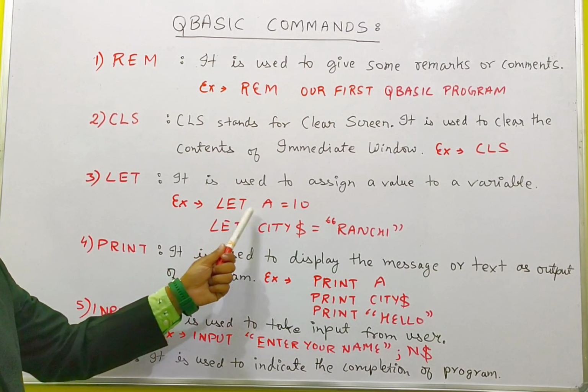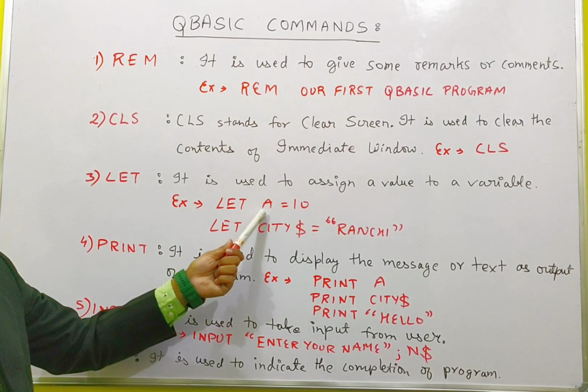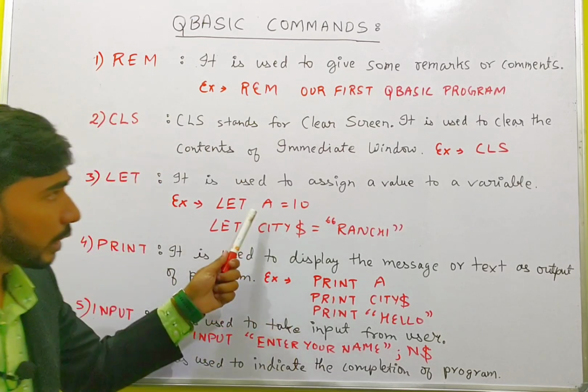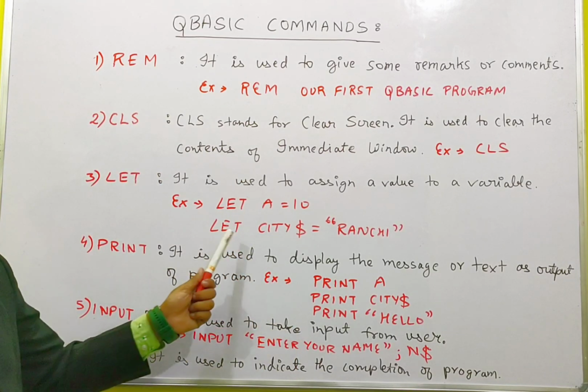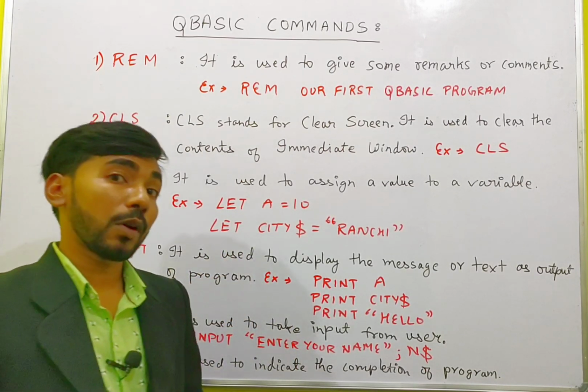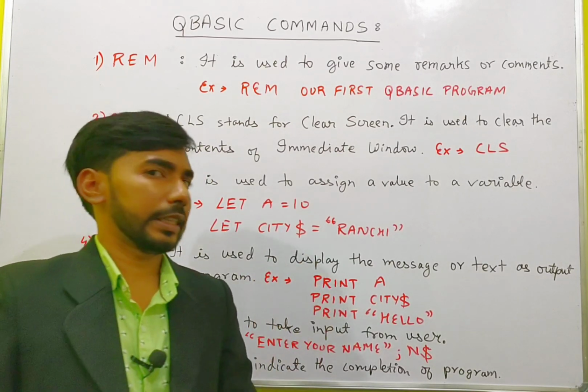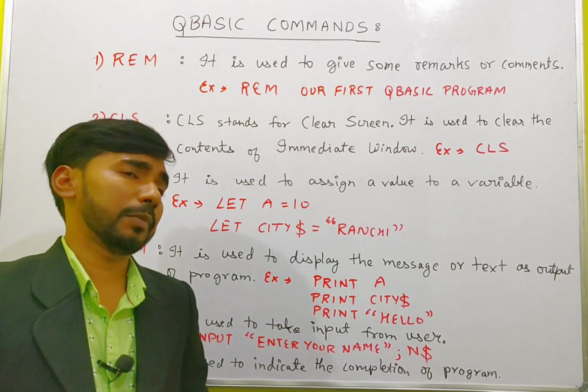Okay, here LET A = 10. So which type of variable is this? We discussed it in the last video. This is a numeric variable and city$ is an alphanumeric variable. This I have discussed in my last video. If you haven't seen it, then please go watch.